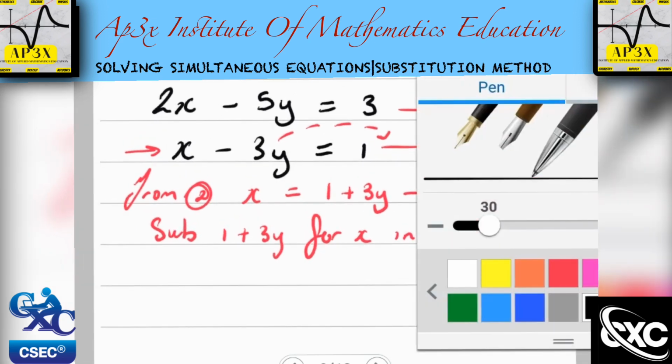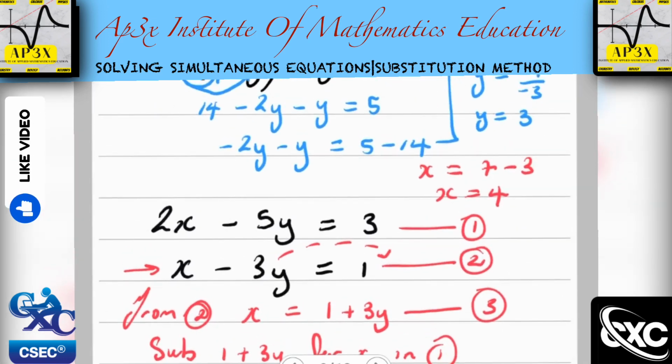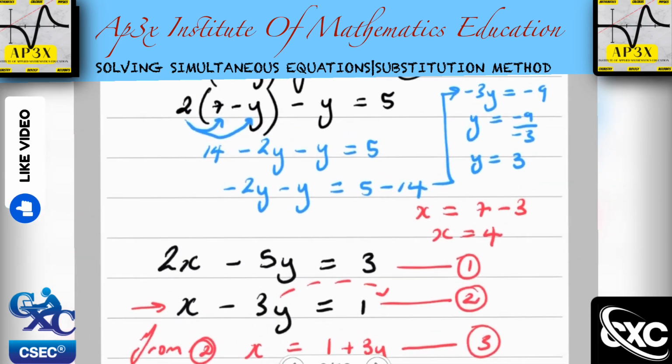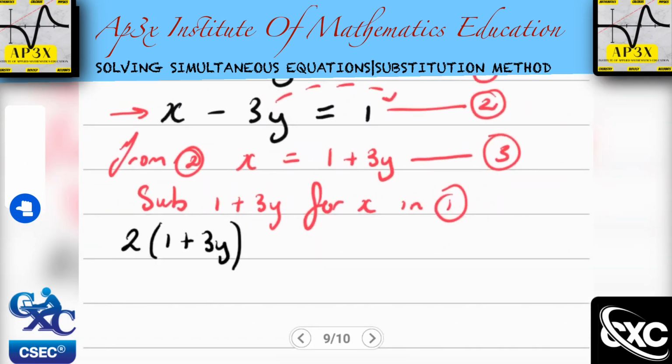We're going to say then 2 open bracket 1 plus 3y. Remember that when you're dealing with a binomial expression such as 1 plus 3y, or something like 7 minus y, you have to put them in a bracket because the number on the outside will be distributed with the terms on the inside, or both of the terms. So 2 open bracket 1 plus 3y minus 5y equals 3.